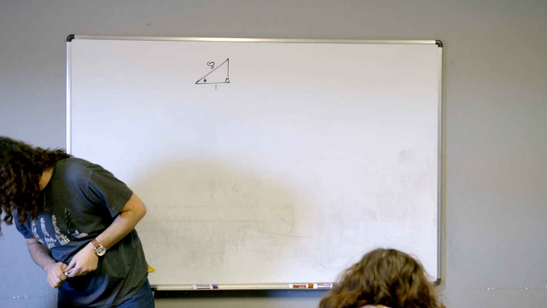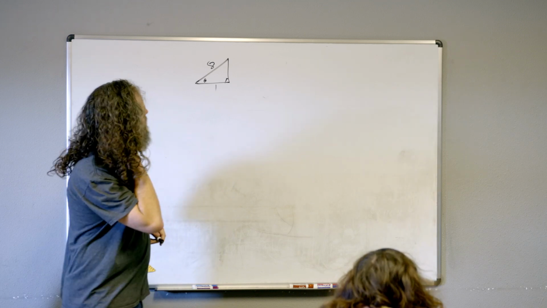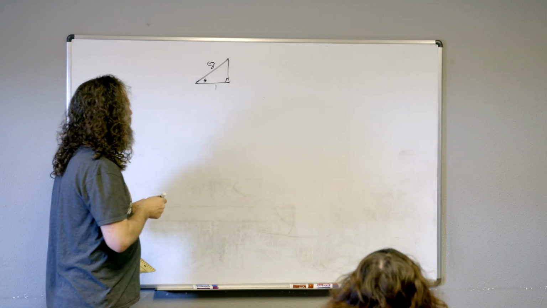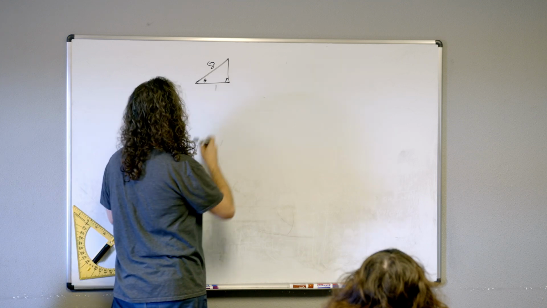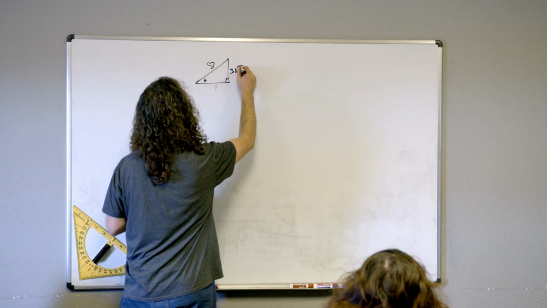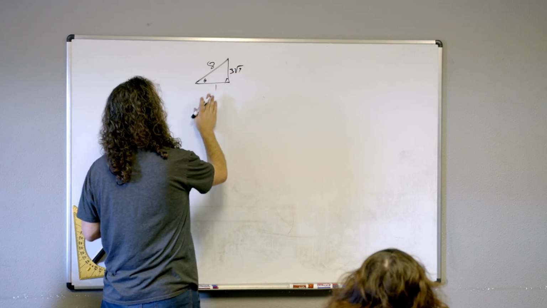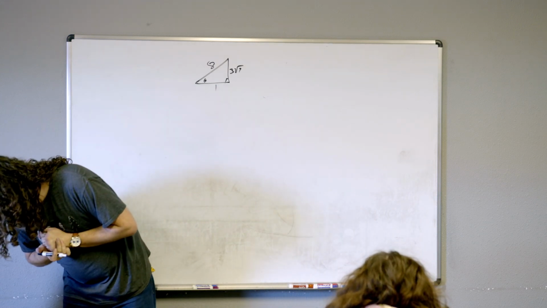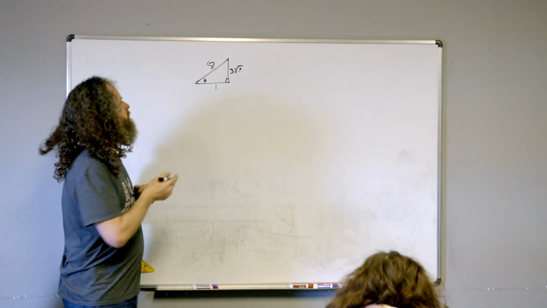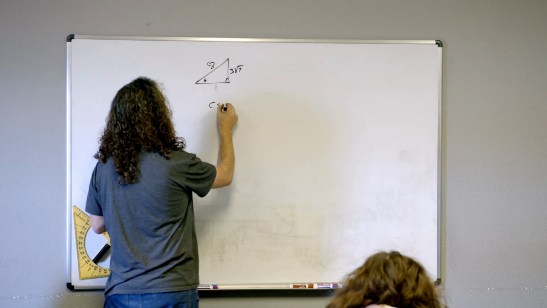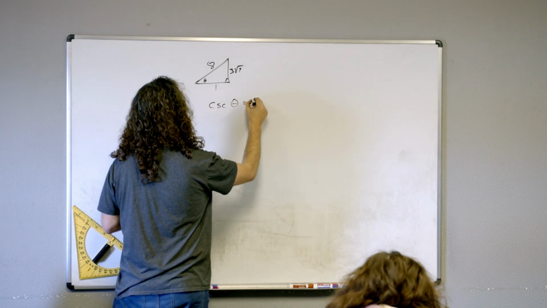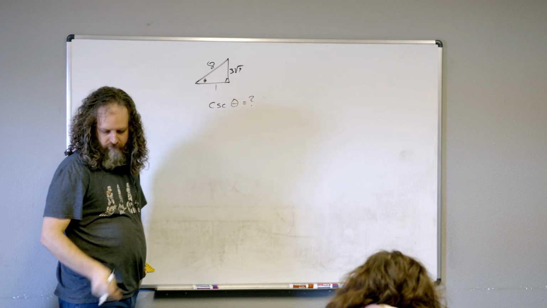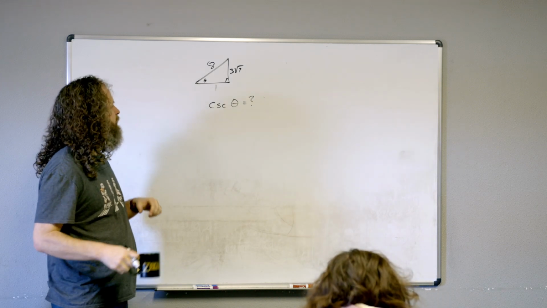The tangent is 3 times the square root of 7. So what is the tangent? Opposite over adjacent. So 3 times the square root of 7, and the adjacent is already one. Totally works. So we're supposed to find the cosecant. What is the cosecant? It's the hypotenuse over opposite.